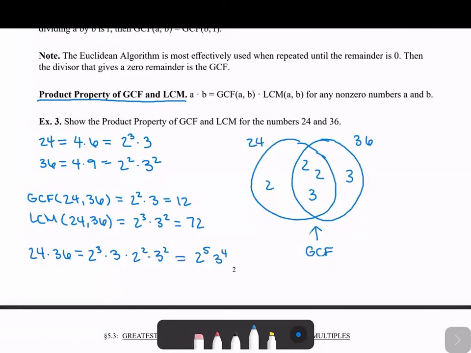And similarly, if we're trying to multiply 12 and 72, we can write this as 2 squared, 3, 2 cubed, 3 squared, as 2 to the 5th. Oh, sorry, that should be 3 cubed. 3 cubed. And they're actually the same. 2 to the 5th, 3 cubed, and 2 to the 5th, 3 cubed. And we can see that these are indeed the same. So yeah, this is a nice little trick that just makes things easier.